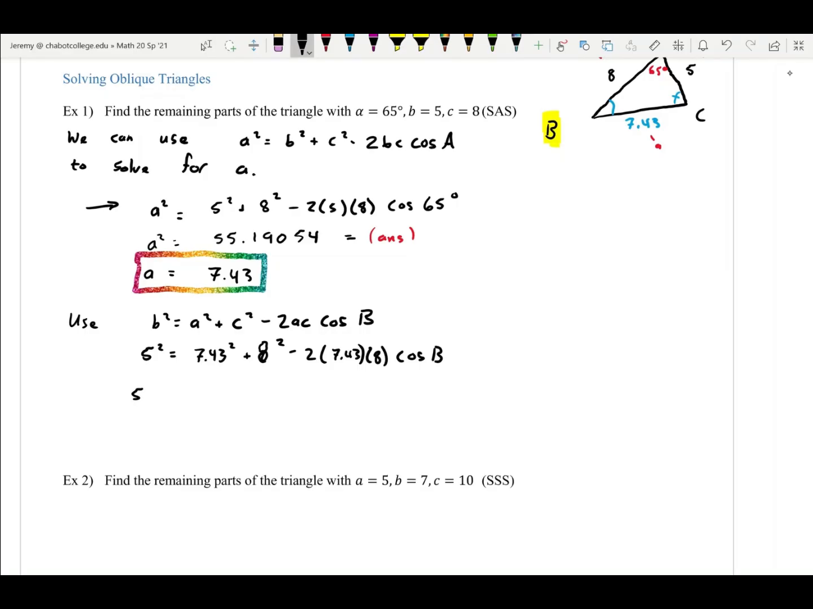So doing that, I'm not really going to multiply anything out just yet. I would do 5 squared, I would subtract 7.43 squared, I would subtract 8 squared, and then I would divide both sides by negative 2 times 7.43 times 8. And all I would be left with on this side is cosine of B.